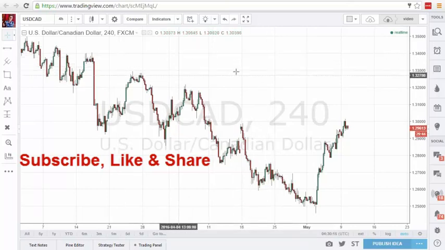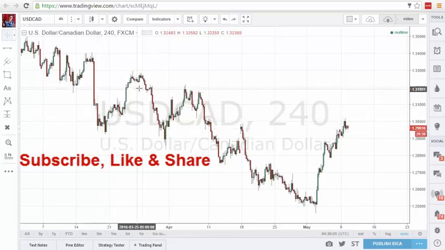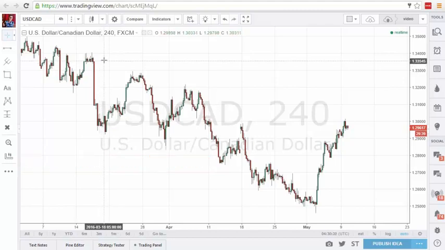So now we have the US dollar Canadian, and it's very obvious and very easy to find those huge moves because they really stand out. For example, here's a very large move to the downside that just suddenly originated from this area here without prior notice. Price just tanked.